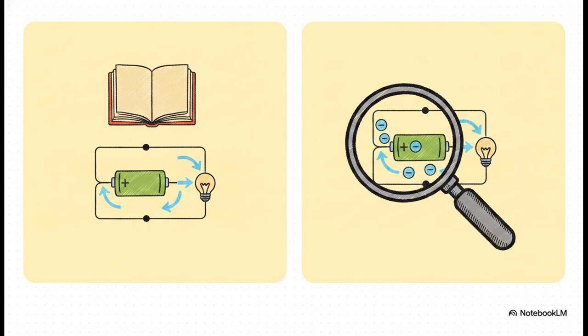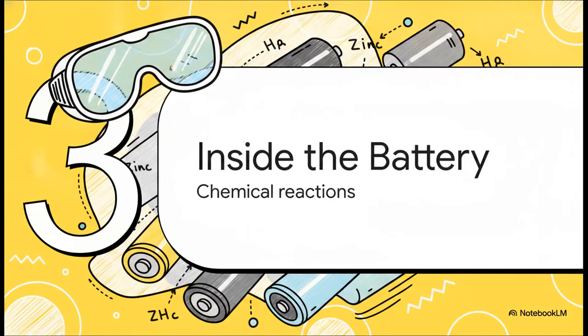However, we now know that actual electron flow, what is physically happening at the atomic level, is the exact opposite. Because electrons are negatively charged, they actually flow from the negative terminal of the battery toward the positive terminal. It is absolutely crucial to be aware of this distinction when you're studying circuit diagrams. All right, Section 3. Inside the alkaline battery.